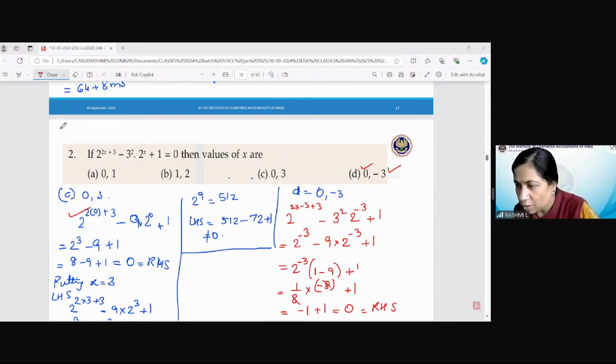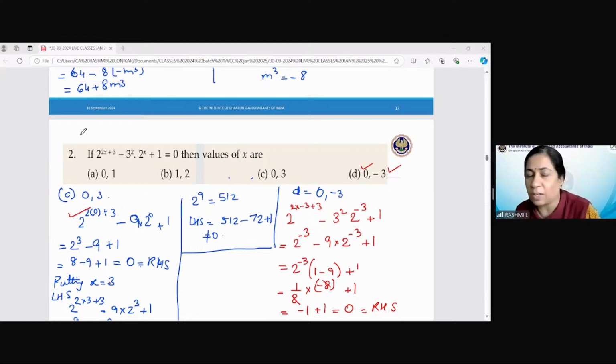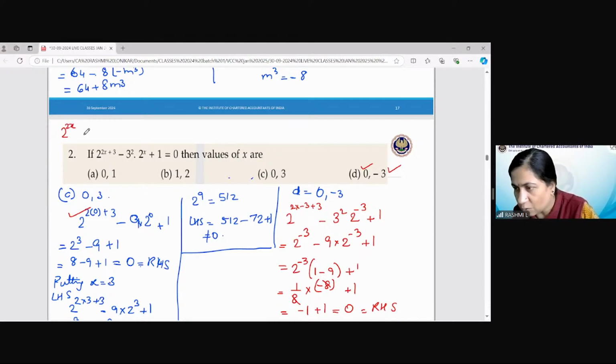You can put. That is why I keep saying the lesson on indices is very important. So this I can write as 2 raised to 2x into 2 raised to 3 minus 3 raised to 2 into 2 raised to x plus 1. Whatever I use, a raised to m plus n is equal to a raised to m into a raised to n. Now 2 raised to 3 is 8. So this is 8 into 2 raised to 2x minus 9 into 2 raised to x plus 1 is equal to 0.